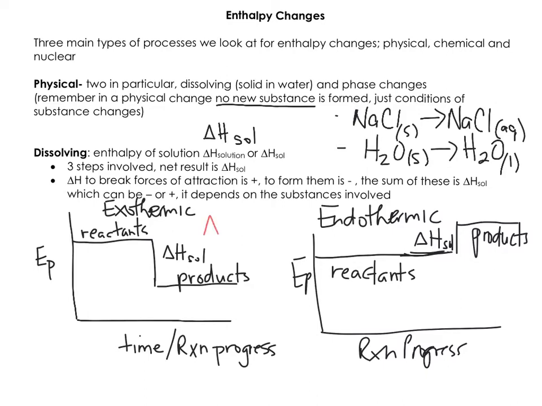So you've got here this one, our delta H is negative. Energy is released from the system. And in this case, energy is put into the system. So the enthalpy change is endothermic or positive.